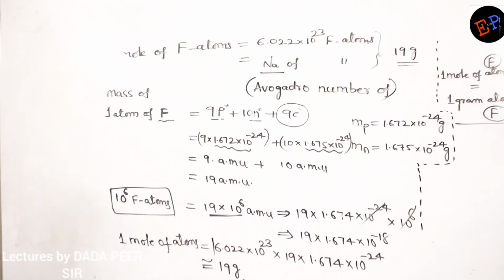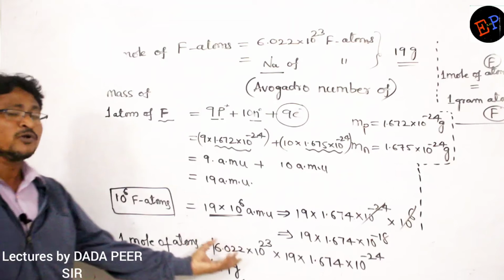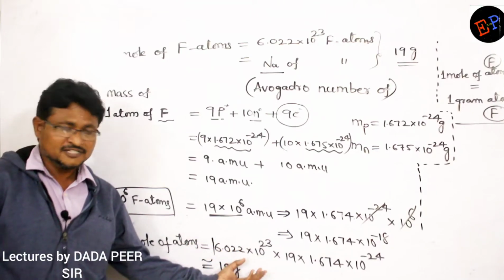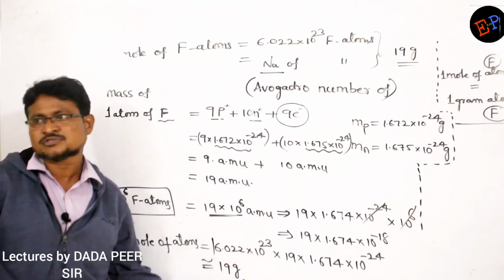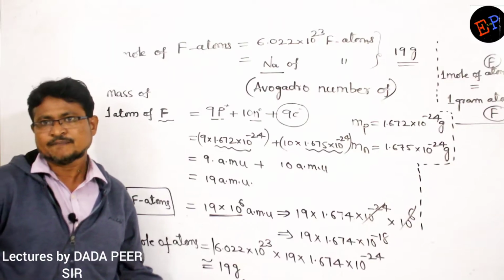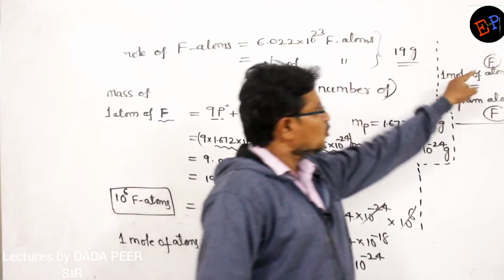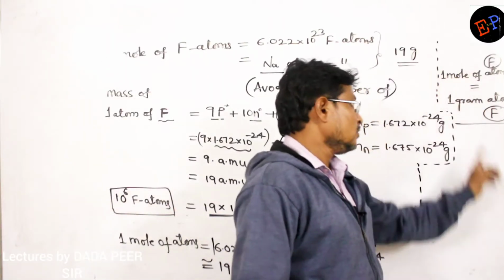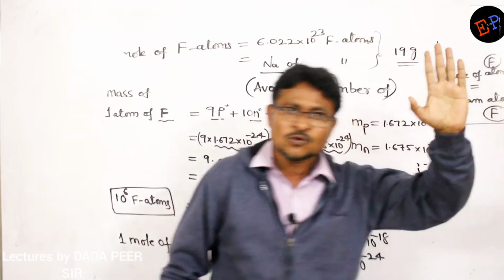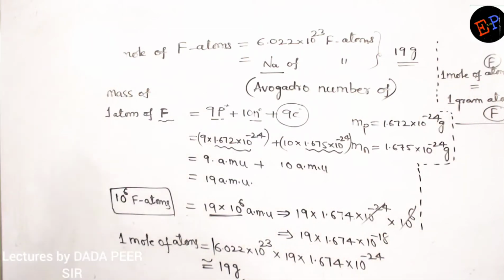Now we have calculated the mass of 1 mole of fluorine atoms. That is approximately 19 grams. So 1 mole of fluorine atoms is equal to 1 gram atom of fluorine. Understood?